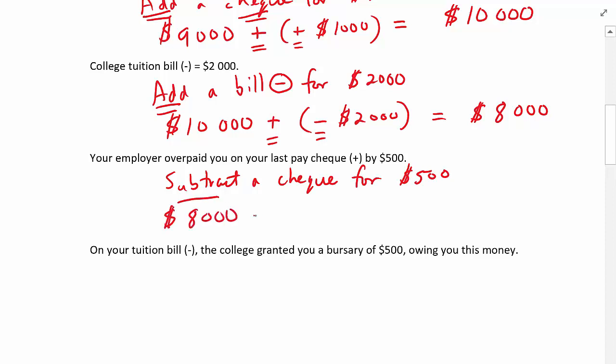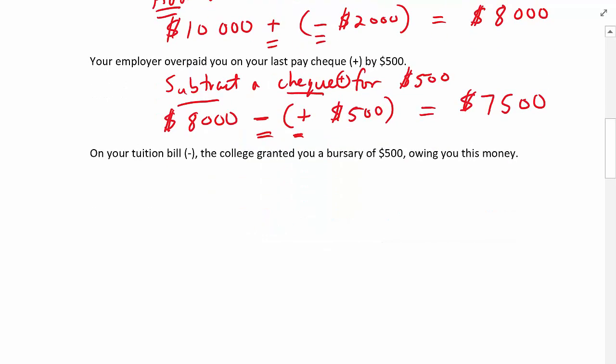We're going to subtract away, take away, a check. A check we said is positive. We're going to subtract away a check for $500. Once again, you can see we have both a positive and a negative. In this situation, we're going to subtract away $500. Even though it's a check that's positive, we're taking it away. So this gives us $7,500. So here's the idea of taking away a positive number.